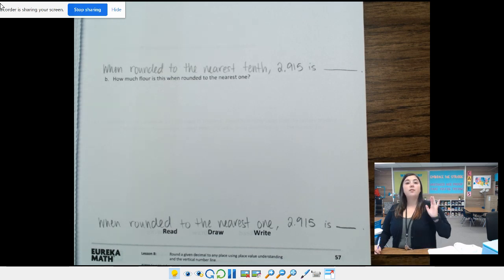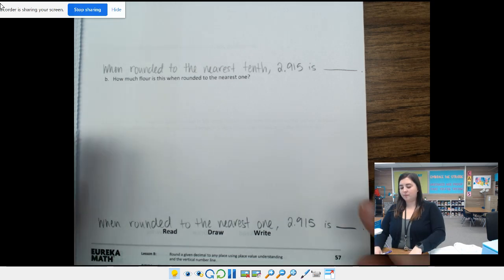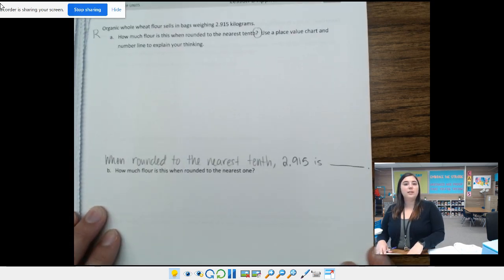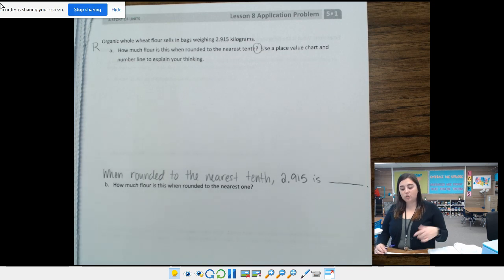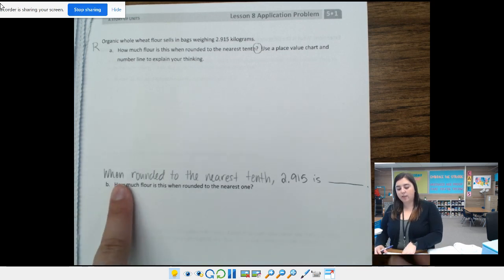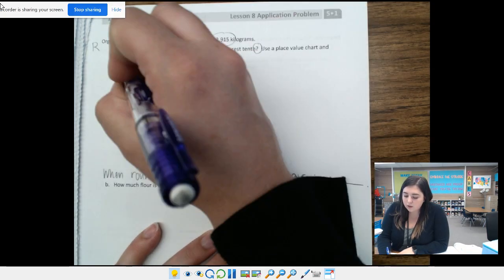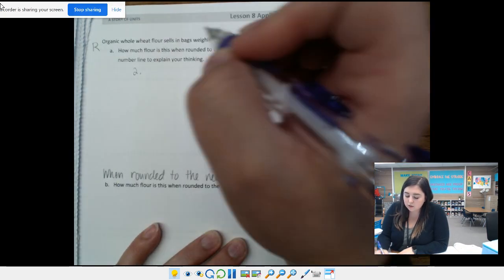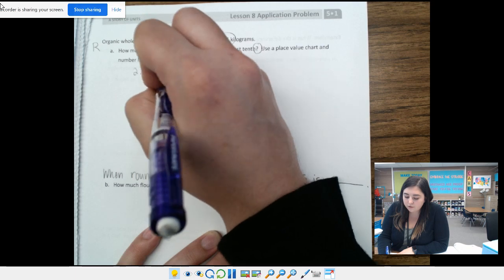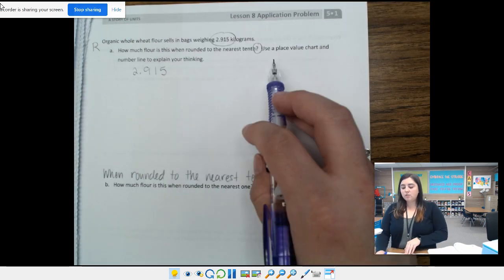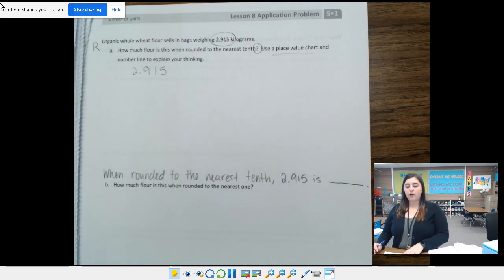Okay, if you think you can solve this, I want you to pause the video, solve, and then come back and check your work. Okay, if you need a little bit more support, I know this is still new to us. Let's do this together. So I know my number that I'm using right here is 2.915. They said to use a place value chart, but really here's what they want to know.